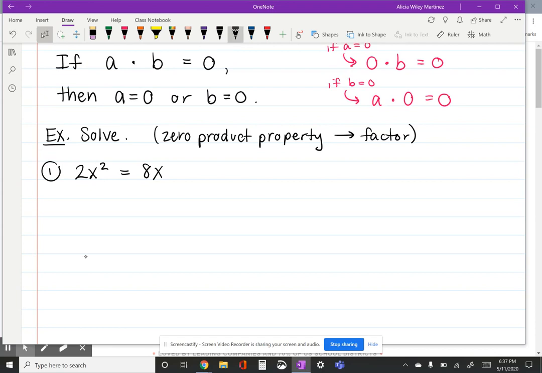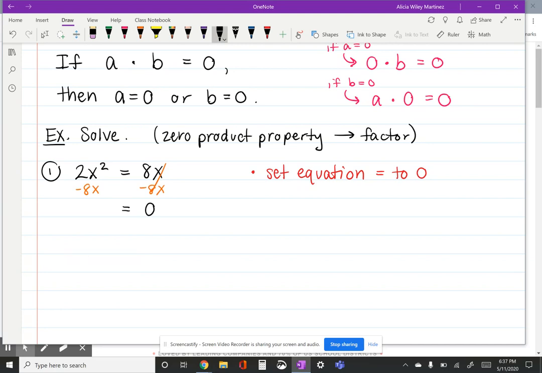So to use the zero product property, the first thing that you're going to want to do is set your equation equal to 0. That means you're going to have to move things around using inverse operations. I can very easily get my 8x to the other side by subtracting 8x on both sides. And remember, it cancels out because it equals 0.